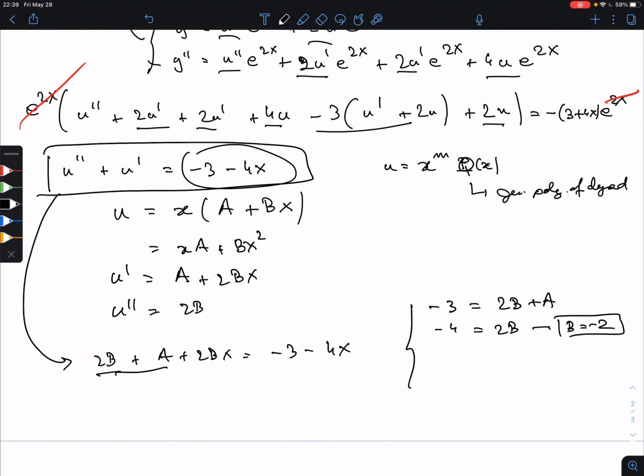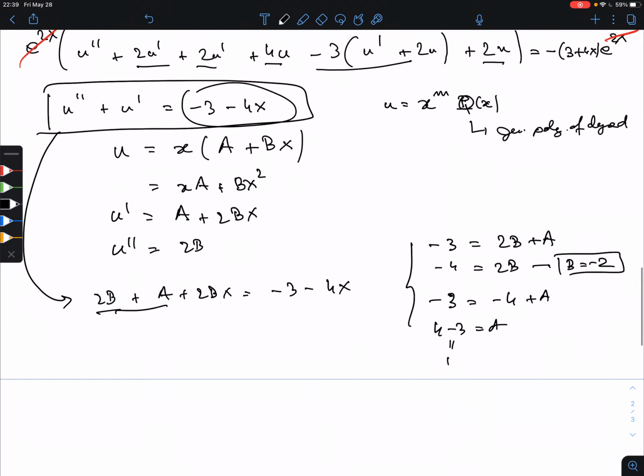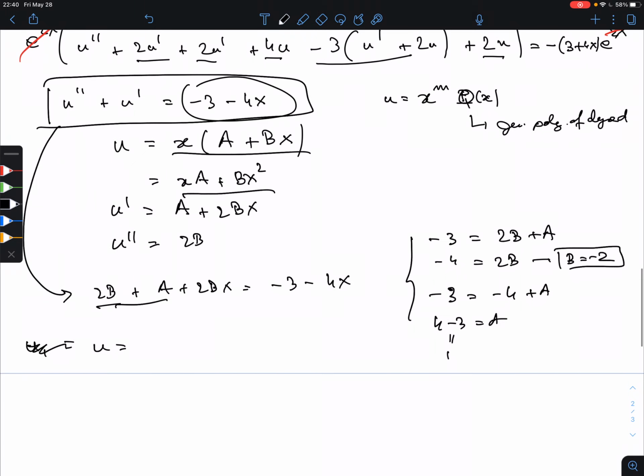Now we're not getting a fraction, which is what I wanted to see. So we get minus 3 is equal to minus 4 plus a, so 4 minus 3 is a, and so a is 1. So our solution u1 is 1, plus minus 2 times x squared, that is x minus 2x squared.